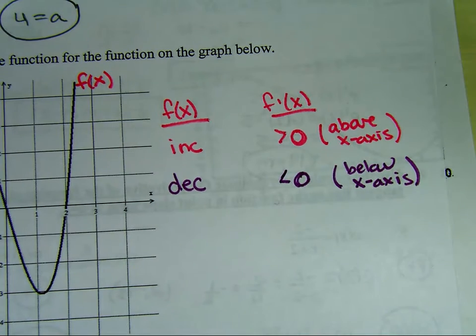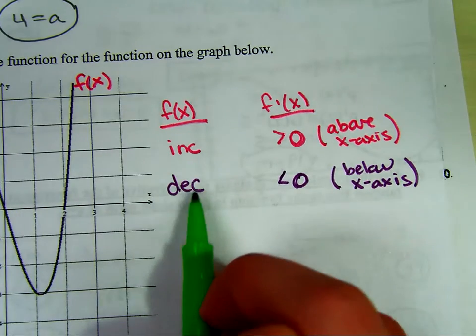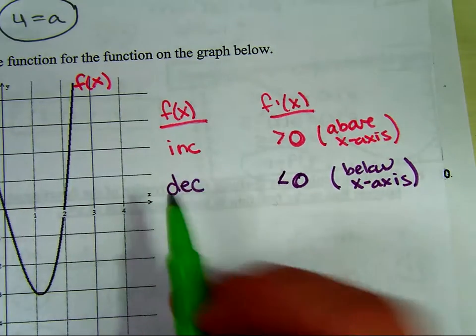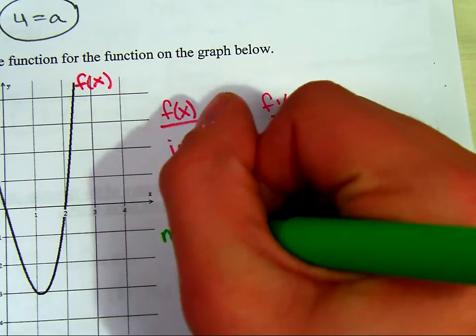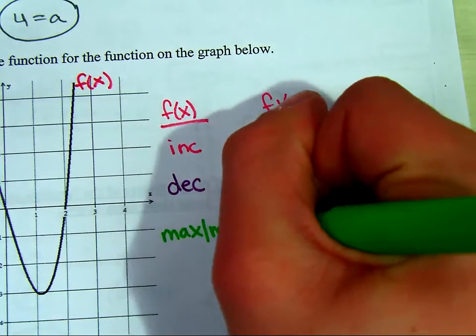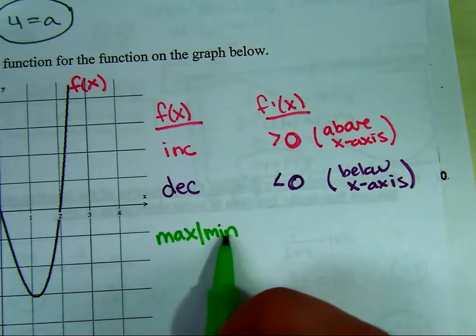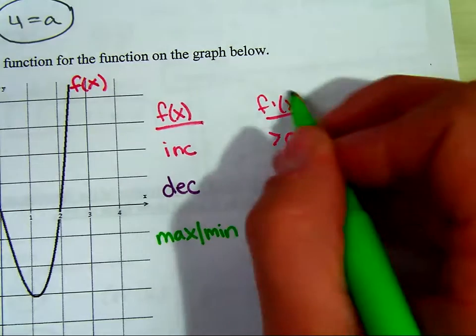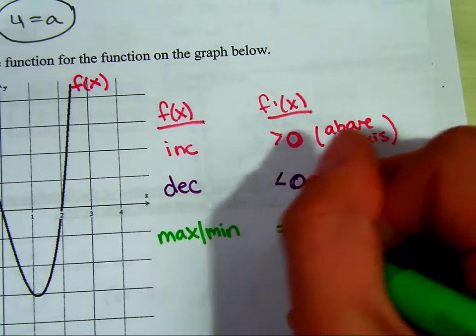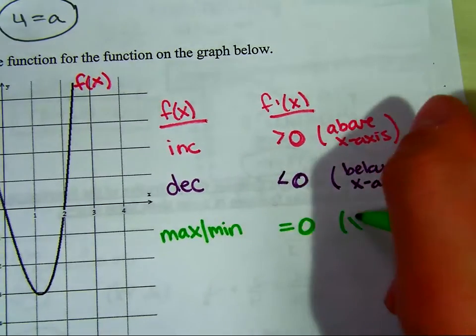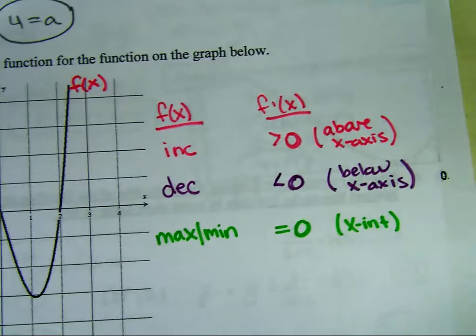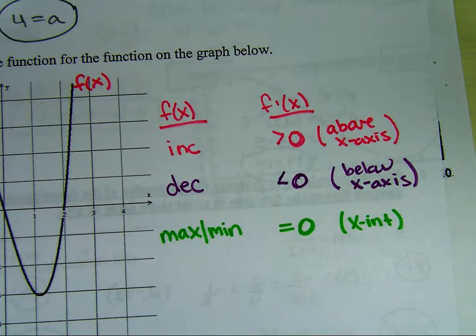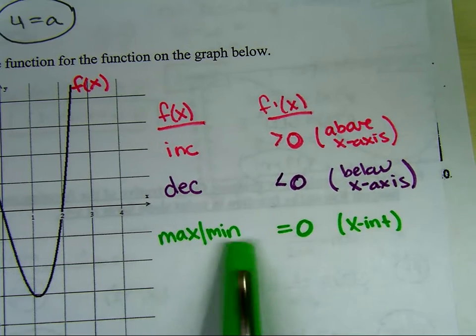And then the other rule we talked about is that if it's neither increasing nor decreasing, it's going to be changing from one to the other. That means it's going to be a max or a min. In that case, the slope of the tangent line, or the derivative f prime of x, is going to be equal to 0, and that's going to look like an x-intercept on our derivative graph. So those are the rules we can use, and I always like to start at the mins and the maxes.